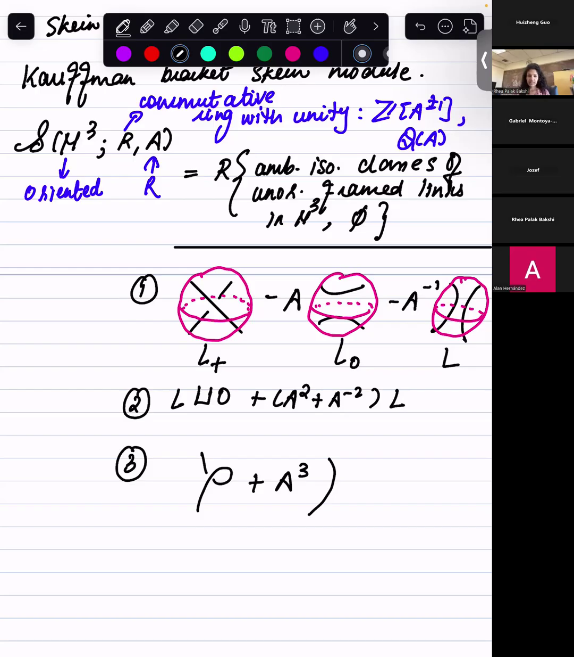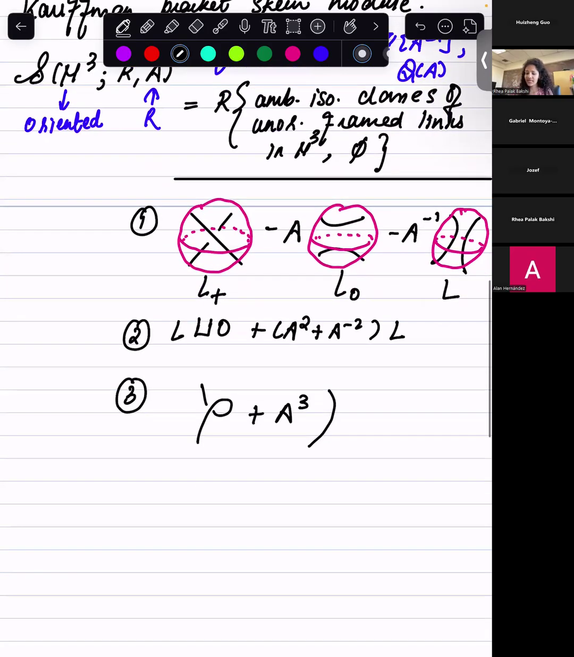This set is the generating set of your free R module, and then you mod out by the submodule generated by these two relations, and what you get is your Kauffman bracket skein module. Okay, and as you might expect, this is not an easy algebraic structure to deal with. Calculations for this are incredibly hard.